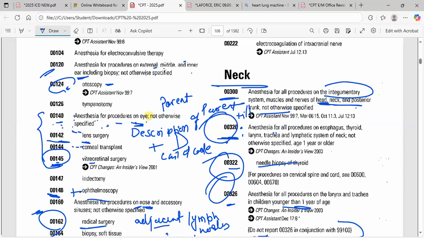Then we have 00320. 00320 will represent anesthesia for all procedures on the esophagus, thyroid, larynx, trachea and lymphatic system when the patient age is 1 year or older. For the same situation, I'm going to send you one question. We will do that question first, then we will proceed further, okay?